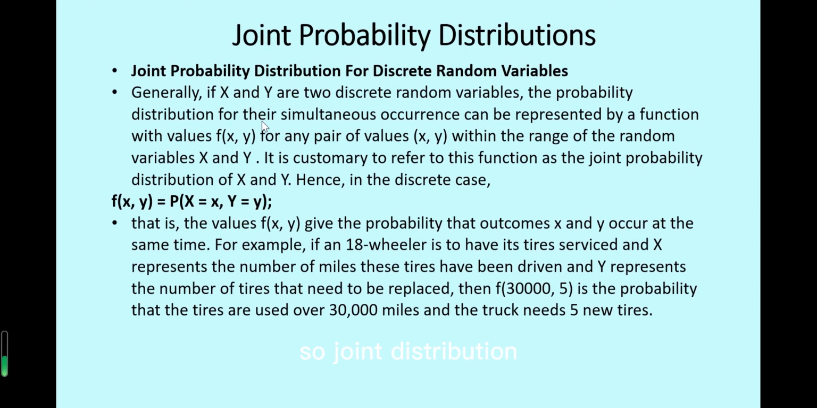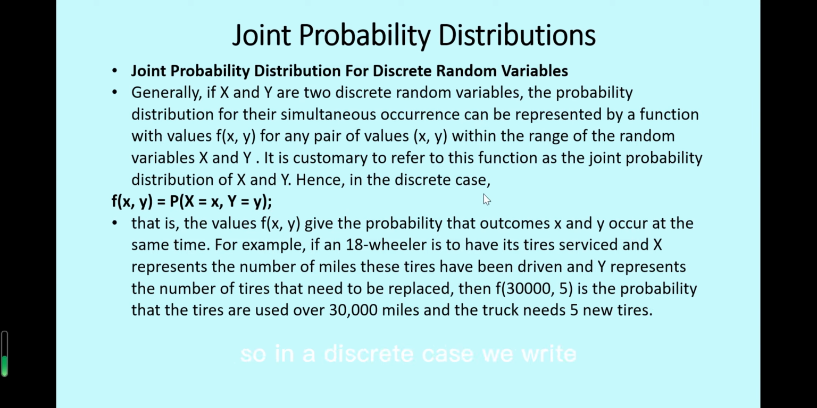So, the joint distribution for discrete random variables. Generally, if X and Y are two discrete random variables, the probability distribution for their simultaneous occurrence can be represented by a function with values f(x, y) for any pair of values x and y within the range of the random variables X and Y. It is customary to refer to this function as the joint probability distribution of X and Y.